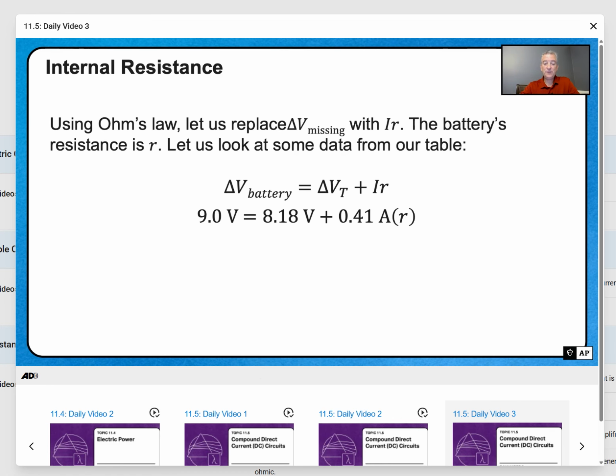So the battery voltage was 9 volts. The terminal voltage, what was actually getting across the circuit, is 8.18 volts. And the current that's measured by the ammeter moving through the circuit is 0.41 amps. And then little r, which we're just going to say is the battery resistance, is our unknown. If we solve for little r, we end up getting a result of 2 ohms.